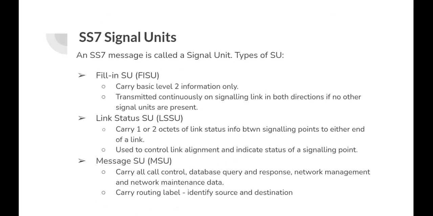So signal units in SS7, we have the FISU, the LSSU, the MSU. The FISU, fill-in signal unit, they usually send when nothing is actually happening in a link. The link status signal unit is used to control link alignment and indicate the status of an SP. The message signal unit is used to carry all call control, database query, response, network management, and network maintenance data. So those are the signal units, the only three.